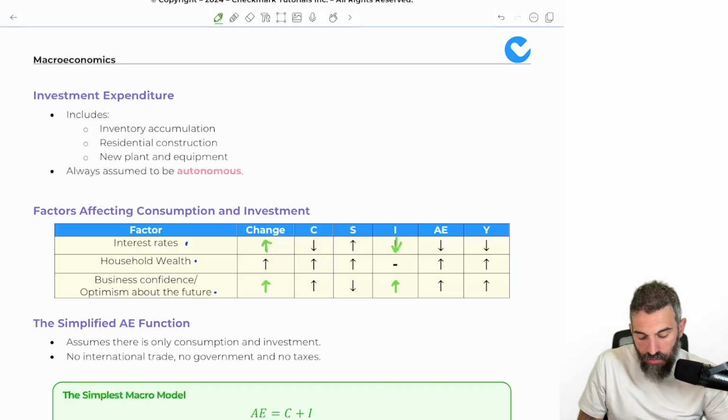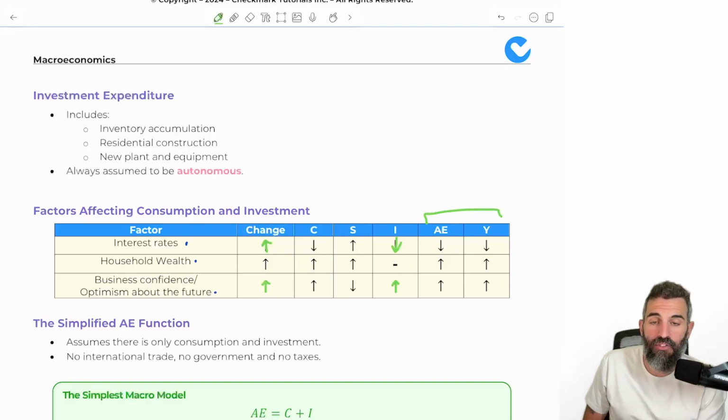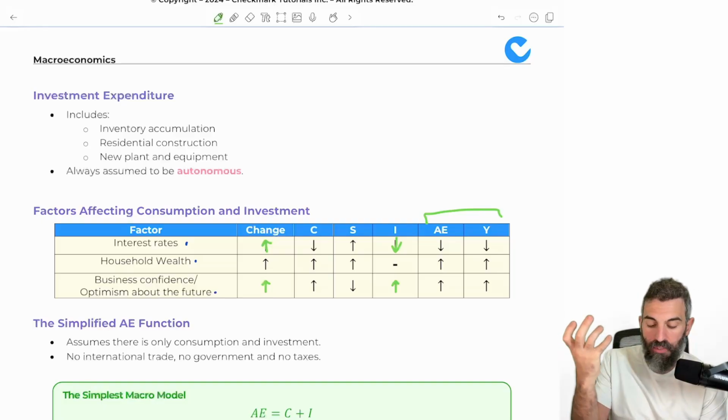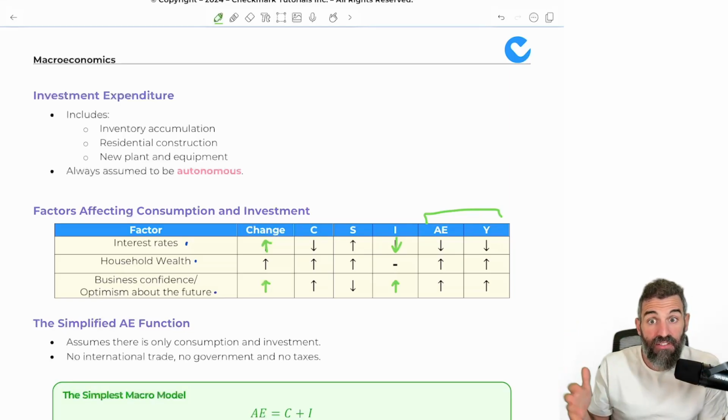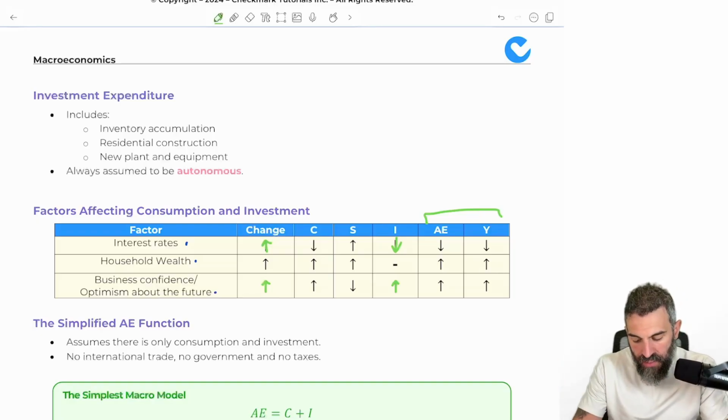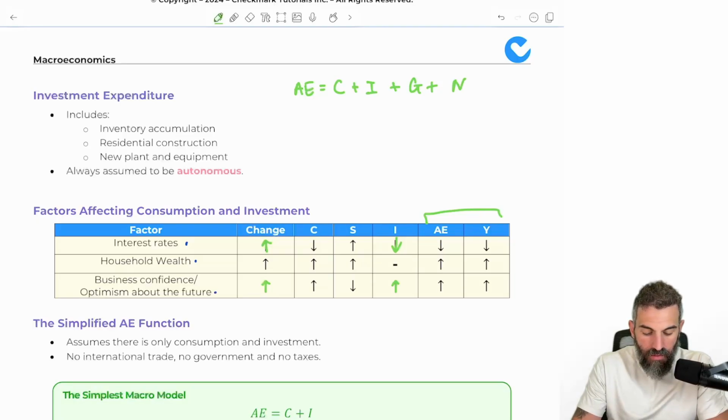Now we're going to start tying it to aggregate expenditure and GDP. And this is something you're going to do in almost every single chapter of this course. You'll be learning something, and then ultimately you're trying to figure out how does that affect the economy? How does that affect the GDP? Well, remember that aggregate expenditure is basically the sum of these things. So if any one of these increases, the aggregate expenditure, which is also the GDP, will increase. So if consumption increases, aggregate expenditure increases. GDP increases. If investments increase, same thing.